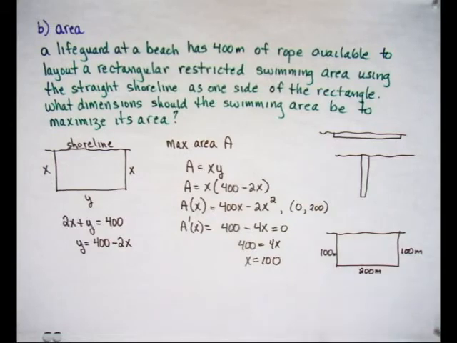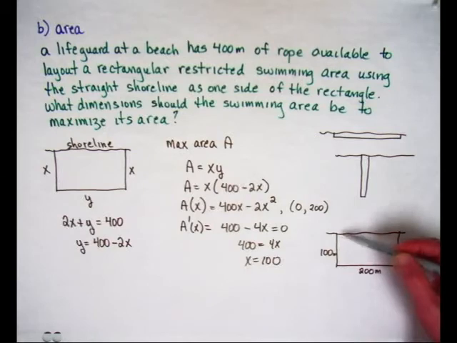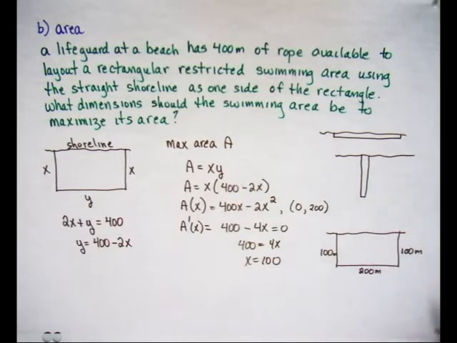And that's the maximum area that the lifeguard can create. You might think that it would be a square if we were using all four sides, but because we're only using three, it ends up being a rectangle in which the length is twice as long as the width.